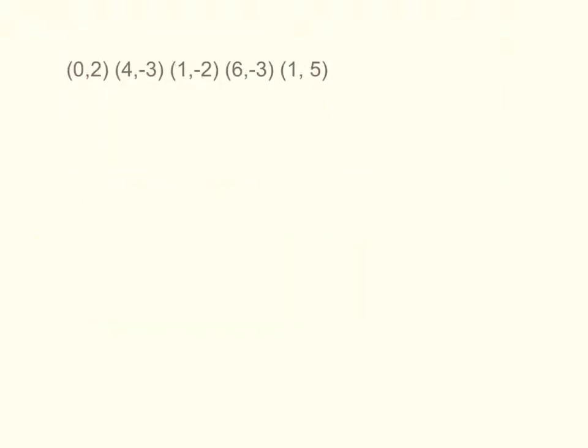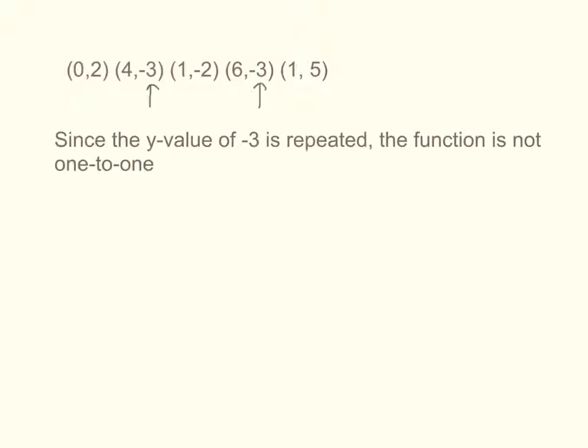In this list of ordered pairs, negative 3 appears twice. That makes the function not one-to-one. This next set of ordered pairs has a repeated y value of negative 3. Since negative 3 is repeated, the function is not one-to-one.